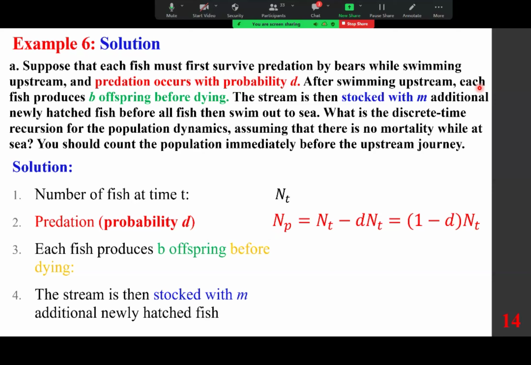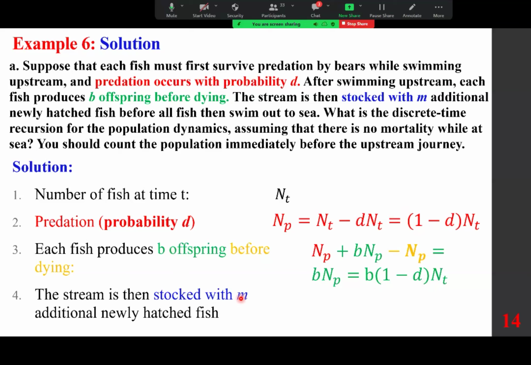After swimming upstream, each fish produces B offspring. So in essence, we have to multiply this by B before dying. There are a couple of ways to look at this. One is that whatever this was, plus B times N sub P minus N sub P, or just multiply this one by B. This is an easier way to look at it because they don't survive themselves. That's why I put N sub P minus N sub P. So however many we have here, just multiply it by B accordingly. That's an easier way to see it.